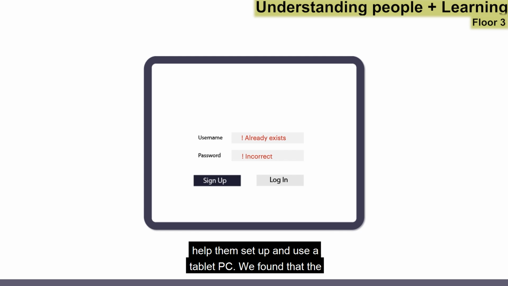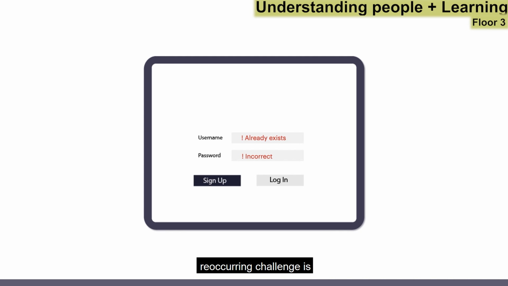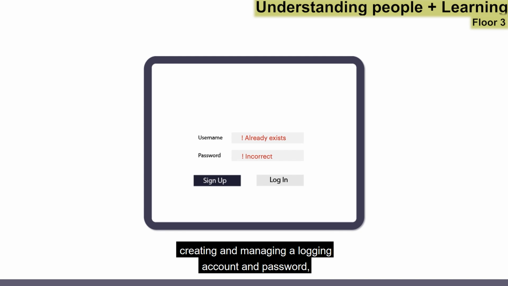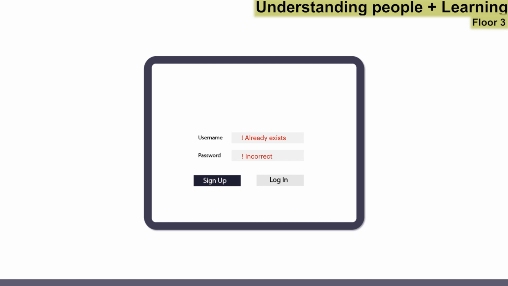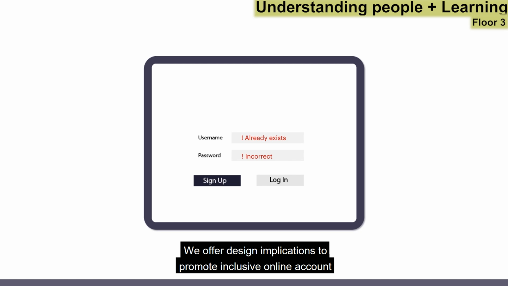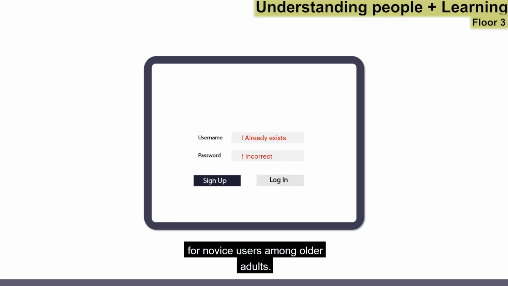We found that the recurring challenge is creating and managing a login account and password, which also prevents older adults from using relevant online services. We offer design implications to promote inclusive online account systems for novice users among older adults.